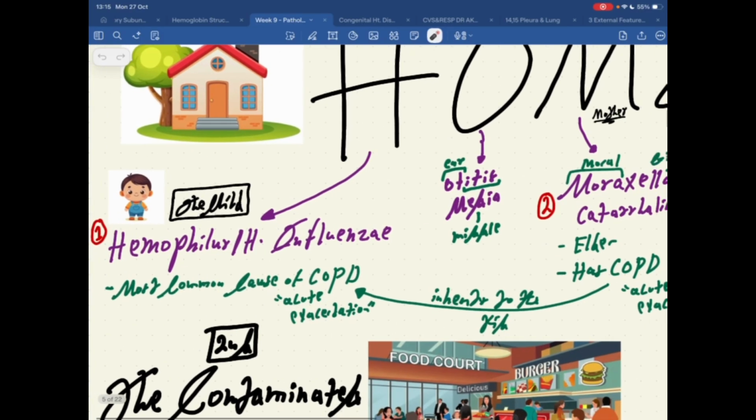But how does this connect to our story, our bacteria lecture? I'll tell you. So H influenzae is the most common cause of, I wrote here COPD, but it's actually the most common cause of acute exacerbation of COPD. So it makes the COPD that's there worse. It induces acute exacerbation of it, okay? It's the most common cause.